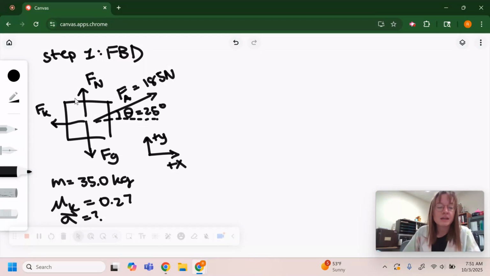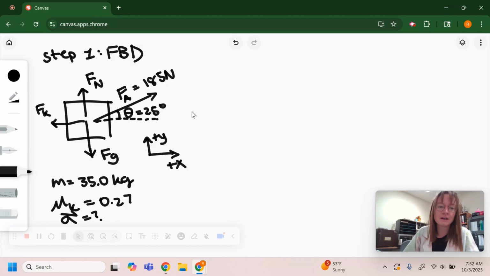Okay, now here's what we can see. Fg and Fn are clearly both in the y direction, and Fk is clearly in the x direction, but Fa is a little funky here. Do you see how Fa is kind of in the y direction and also kind of in the x direction? This is where we are going to break this vector down into its component parts. Here's how we do it.